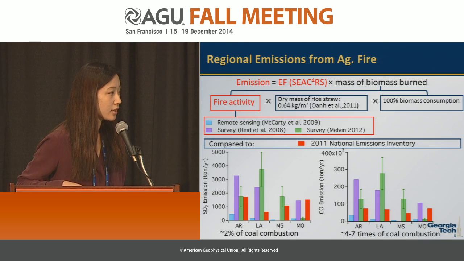It turns out that for both SO2 and CO, the estimates vary a lot with different fire activity data used. The fire activity data are uncertain, but the larger values are more widely used due to the recognition of the low detection rate from space for these small fires.